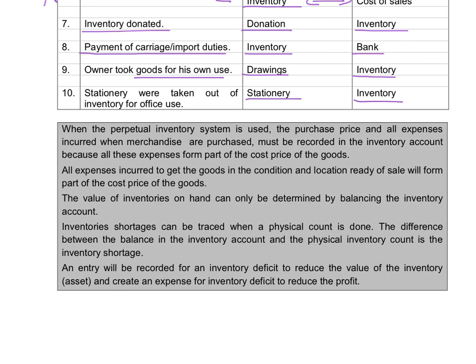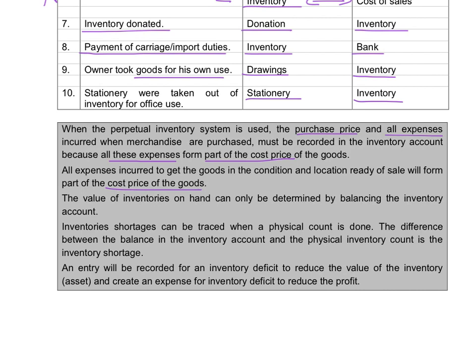When the perpetual inventory is used, the purchase price and all the expenses that you pay from the time that you buy the goods until it's delivered to your premises will form part of the cost price of inventory. Therefore, all these expenses, import duties, carriage on purchases, shipping fees if you import the things, will form part of the cost price, and all of it will be entered in your inventory account. All expenses incurred to get the goods in a condition and location ready for sale will be part of the cost of sales.